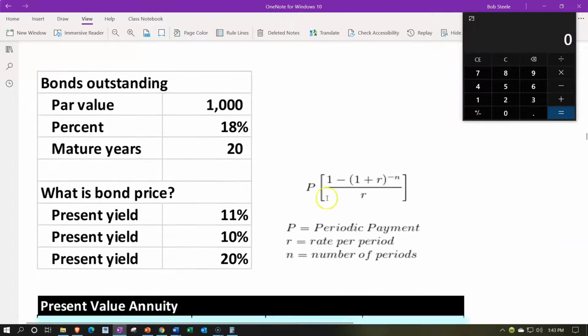Let's compare that then to a rate similar, but a little bit different, 10% this time. The rate's a little bit different now. It's still far below, of course, the rate on the bond.